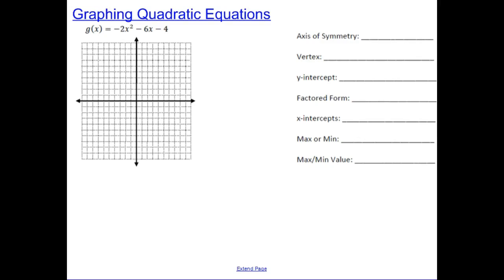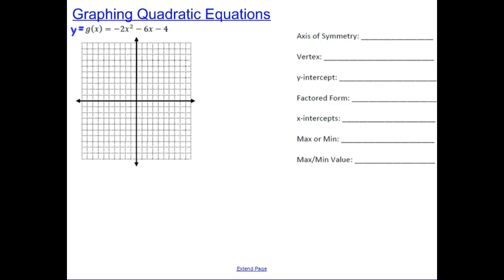Okay, we are here graphing quadratic equations. We're given the equation g of x equals negative 2x squared minus 6x minus 4. I can really think of this, from a graphing perspective, as y equals the function g, which is a function of x, and here is my quadratic equation.